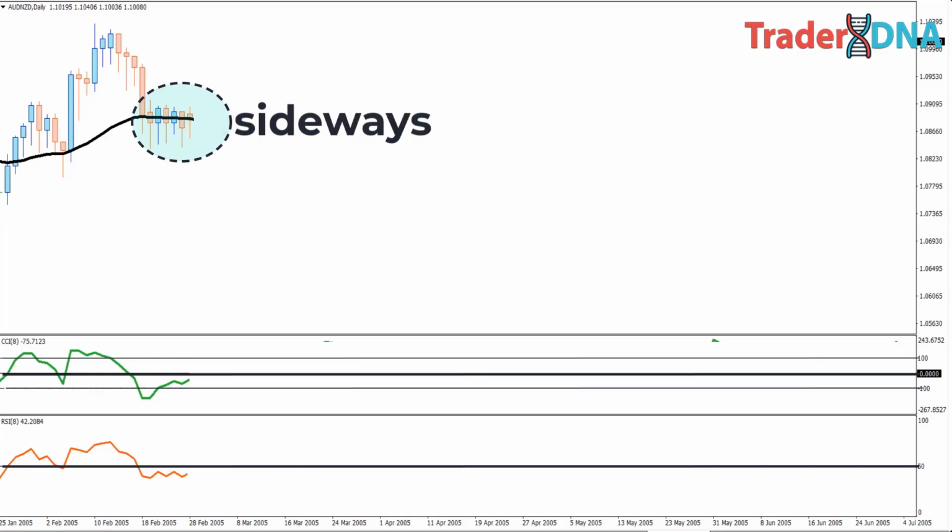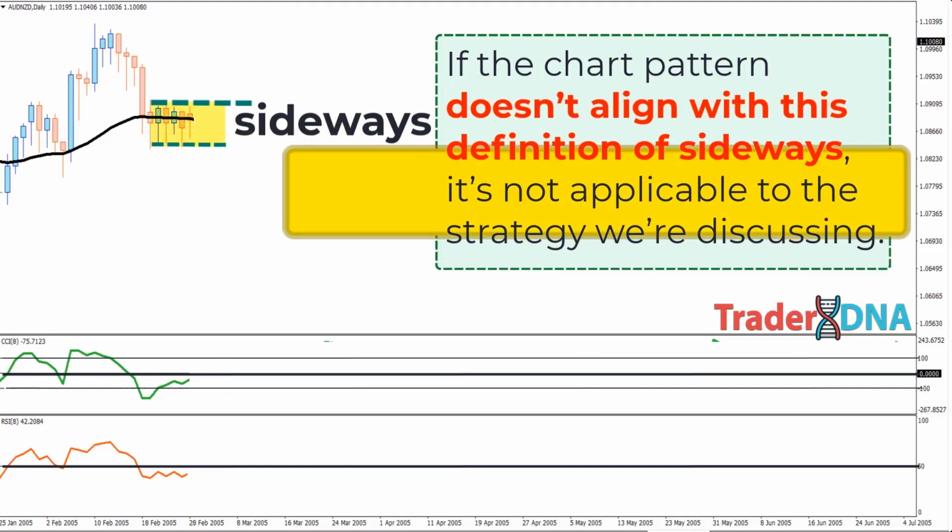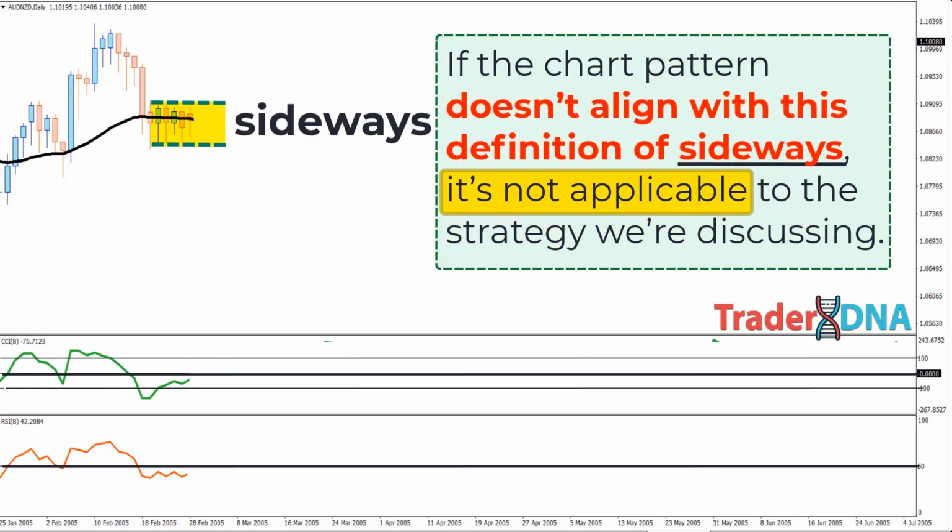Once again, this is what I mean by sideways. It's crucial not to force patterns onto the market. If the chart pattern doesn't align with this definition of sideways, it's not applicable to the strategy we're discussing. Always remember this essential rule. This strategy only works in a specific type of sideways market that conforms to these characteristics.